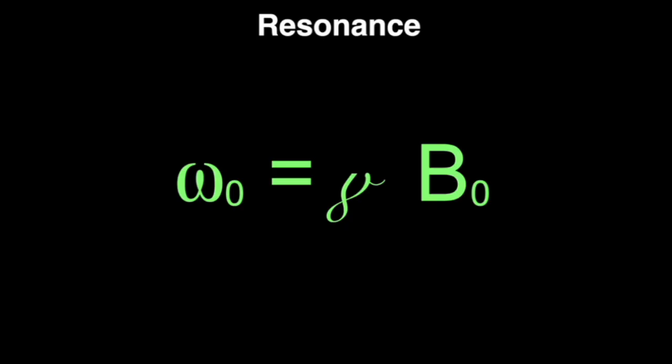B0 represents the strength of that main field, and gamma is a quantity called the gyromagnetic ratio. That determines how quickly a given type of nuclei will precess around the main field, around B0. And for hydrogen protons, that value is approximately 42.5 megahertz per Tesla.